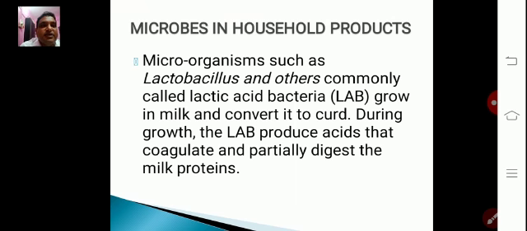In this chapter, Microbes in Human Welfare, we have to discuss the microbes that are very useful and helpful for human welfare. But before that, what are microbes or microorganisms? You should know that in a better way.